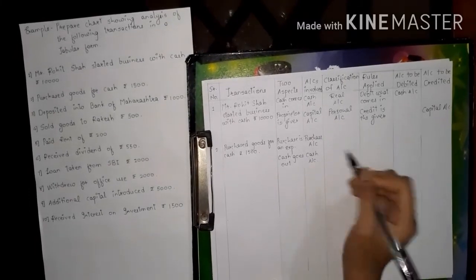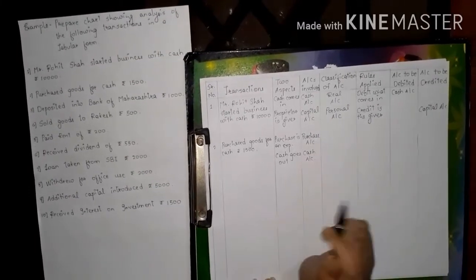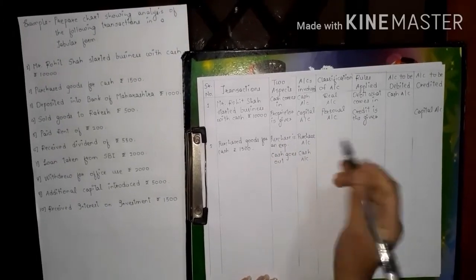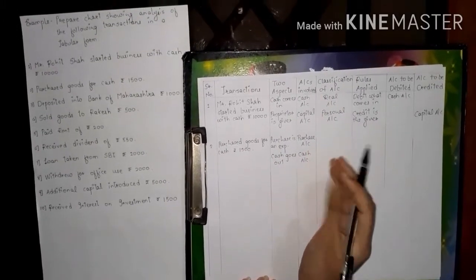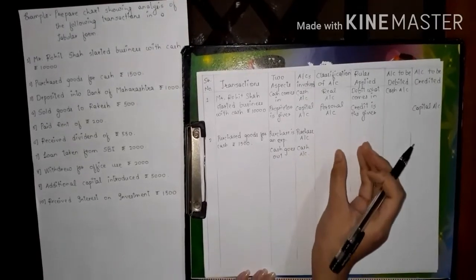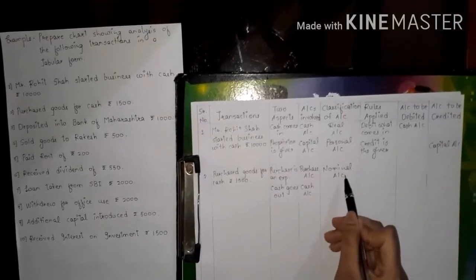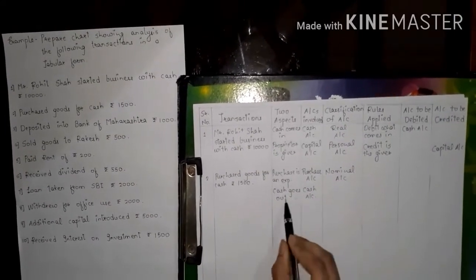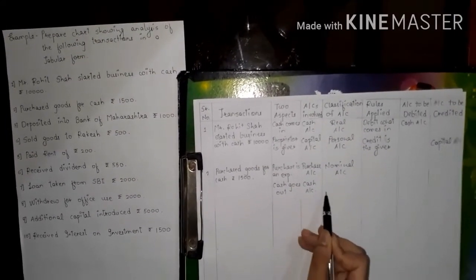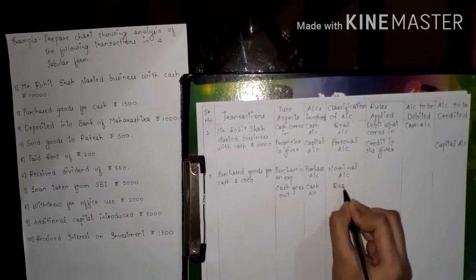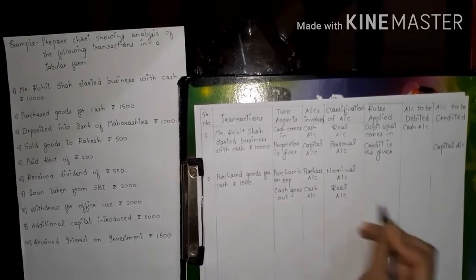Now we have to classify this. Purchase is an expense. From this we can get an idea that this is going to be our expense. So the account for all the expenses and losses, gains and income, which account is it? So it is nominal account. Next, cash account. Now this account is related to real account as usual. So we will write here real account.